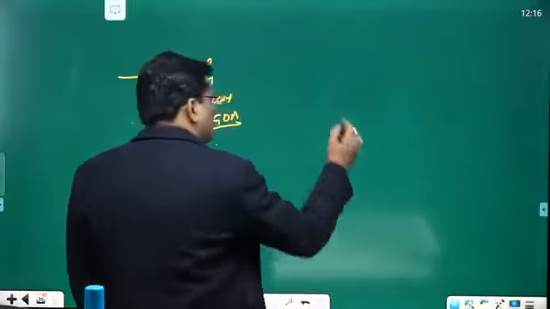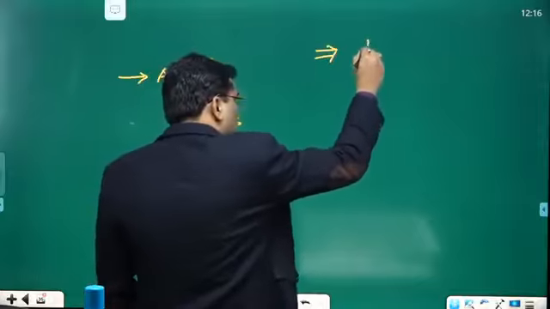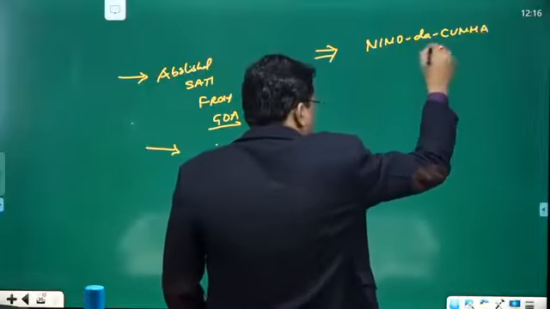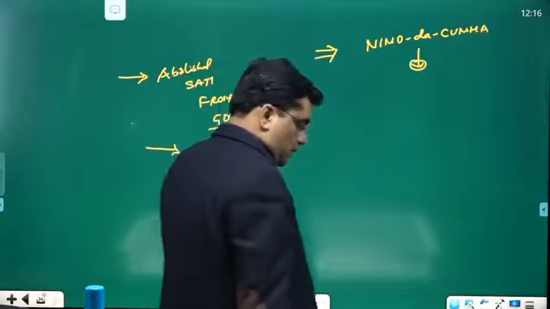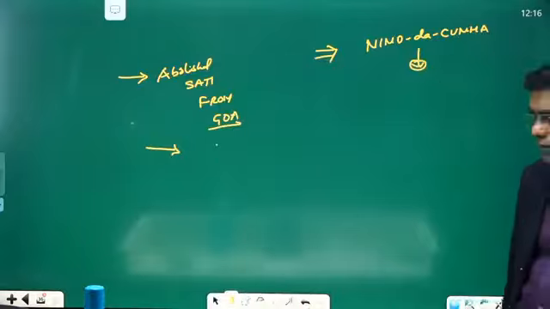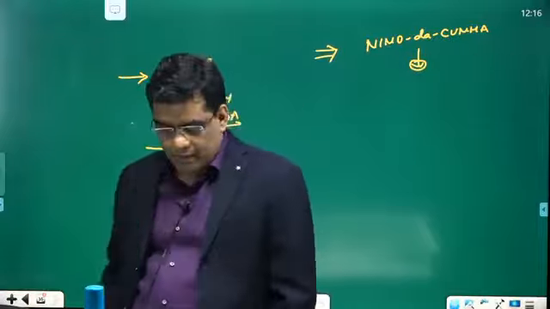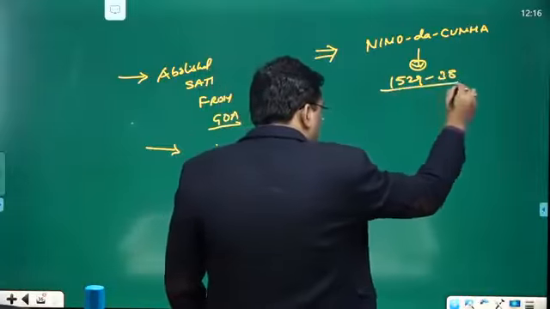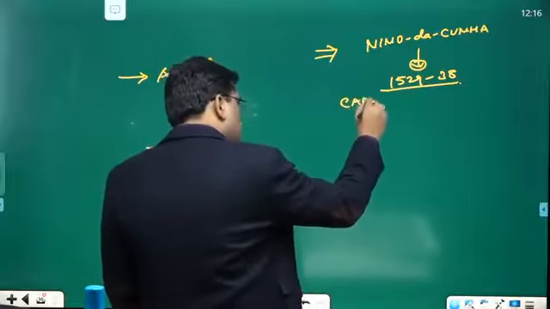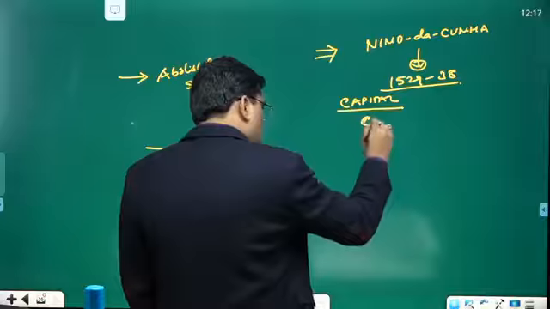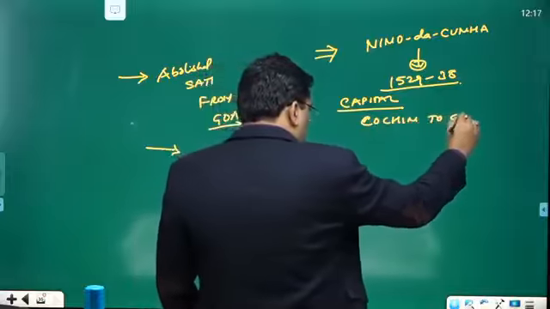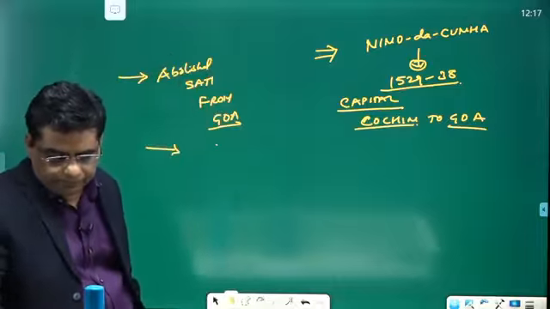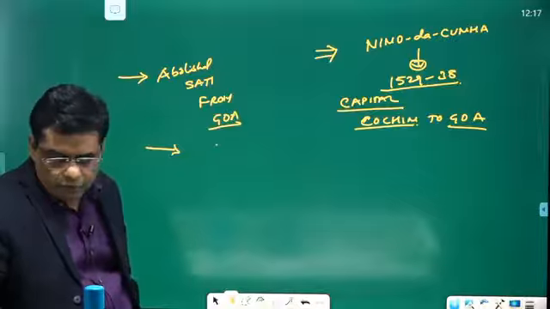Then some other governors, not one by one, only the important ones. We have the governor Nino da Cunha. During his time, the capital of the Portuguese shifted from Cochin to Goa. So now they decided to make Goa a very permanent base.